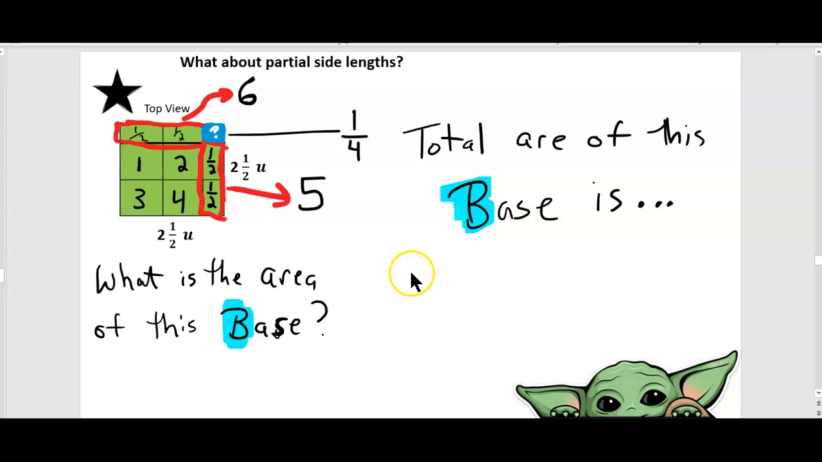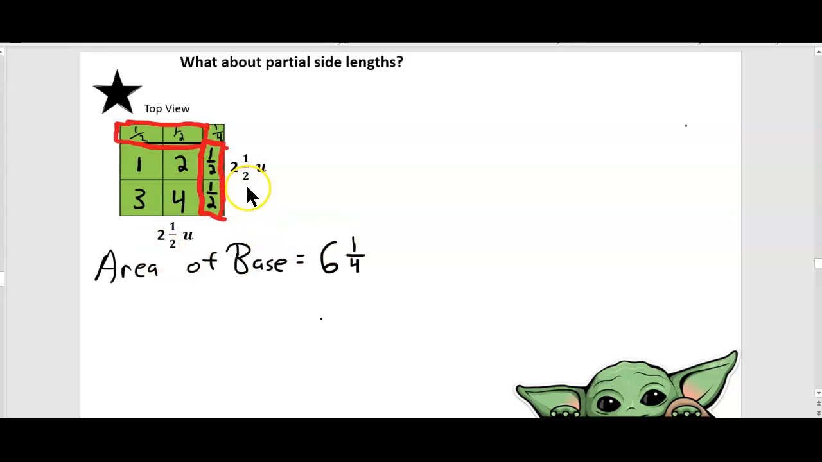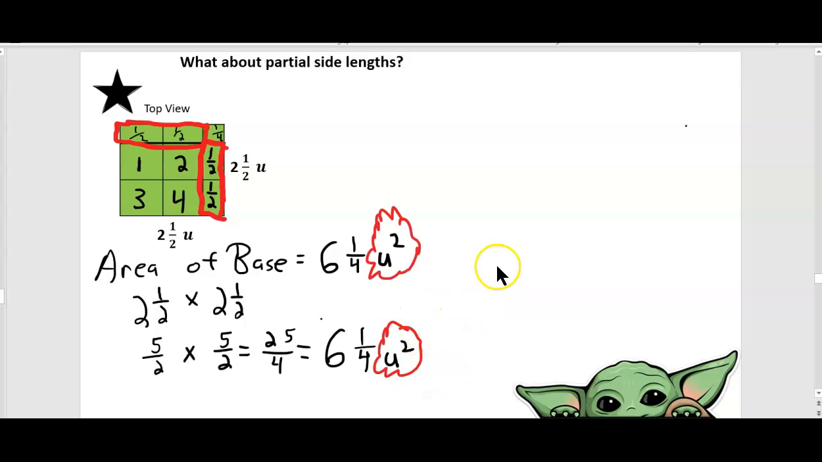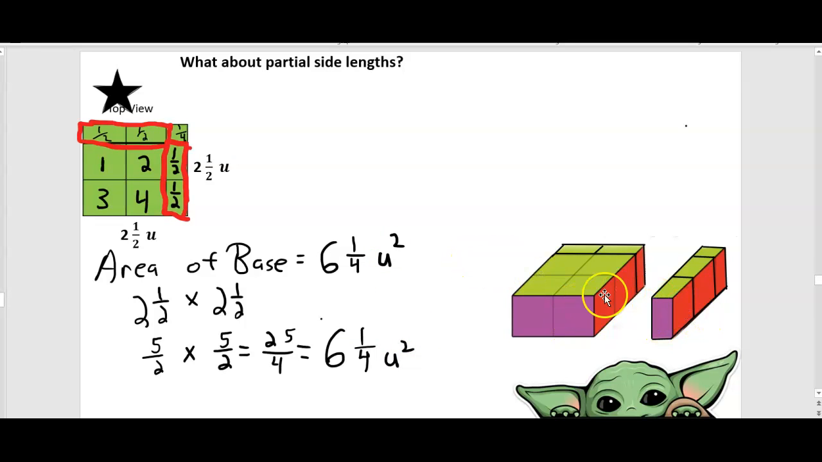All right, the total area of the base is 6 1/4. See, because we got 1, 2, 3, 4, 5, 6, and then this is a 4th. Yay! You could also do 2.5 times 2.5. Breaking it down, that's 5 halves times 5 halves, which is 25/4, which is 25 divided by 4. 25 divided by 4 is 6, with a remainder of 1. You put the remainder on top and the divisor on the bottom, and you get 6 1/4 the same way. That's how it goes. Units squared. Now, when you put this together like this, that's actually 5, and then you have 1 and a 4th.